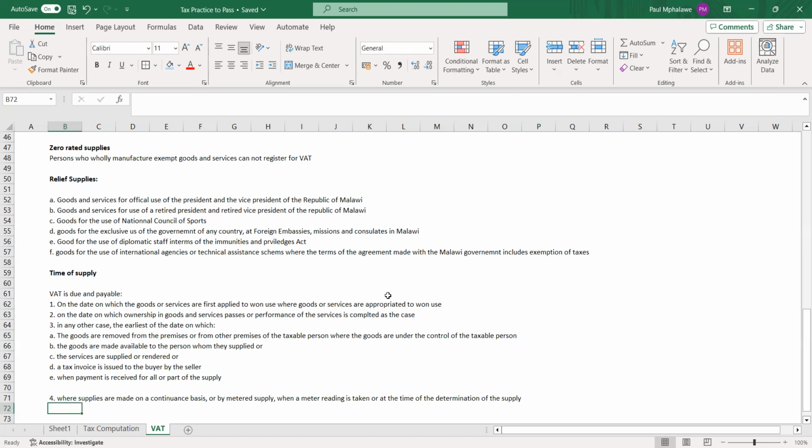Number 5, where goods are supplied under hire purchase.